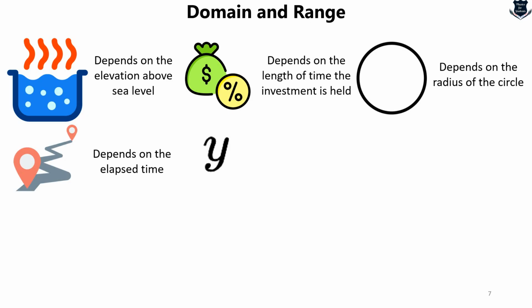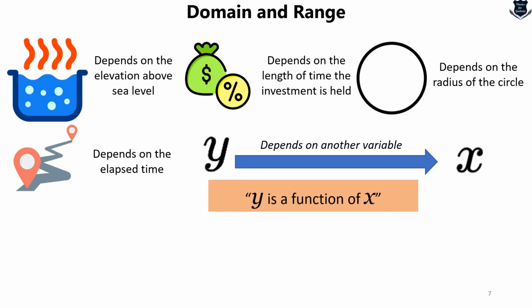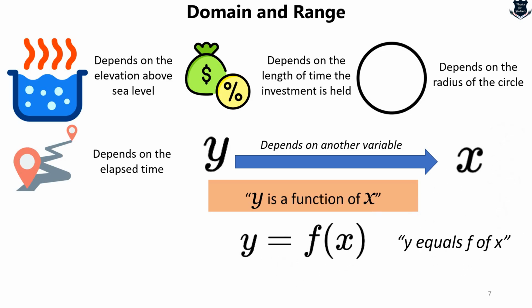For example, we say y, which depends on another variable. We call it x, and we write it like this. It depends on another variable, right? We might call it x. We say that y is a function of x, and we write it symbolically as y equals f of x. So this is not any special mathematical language.